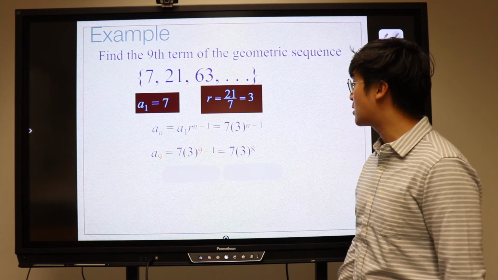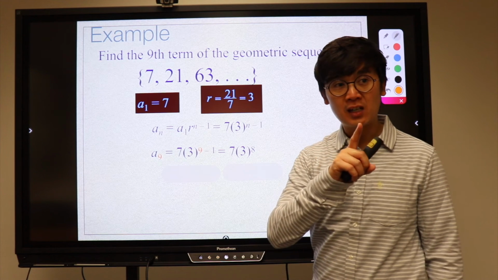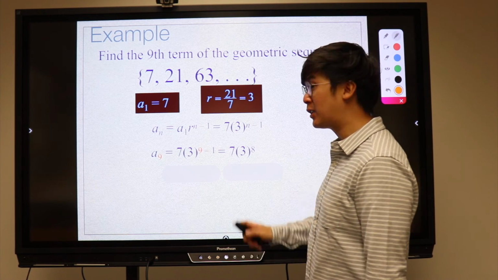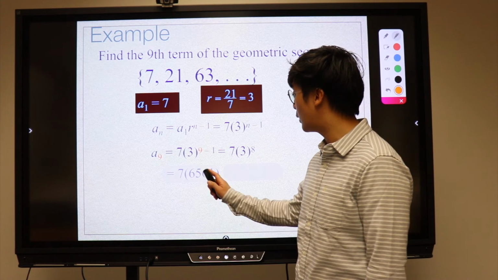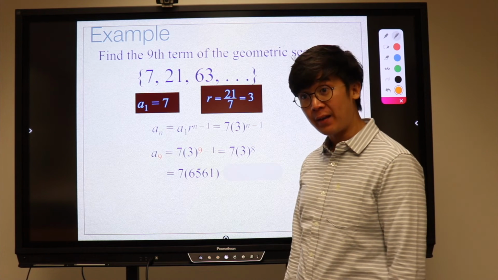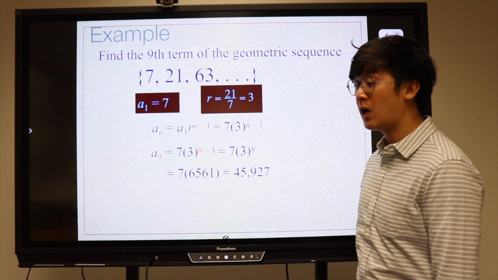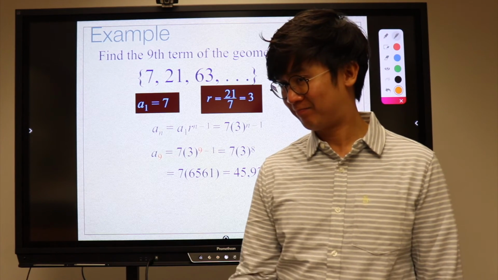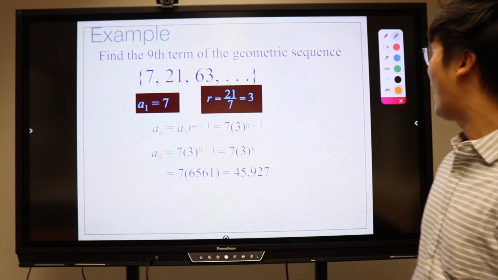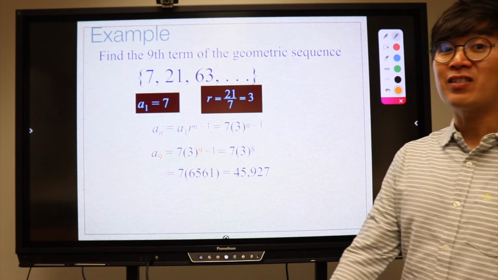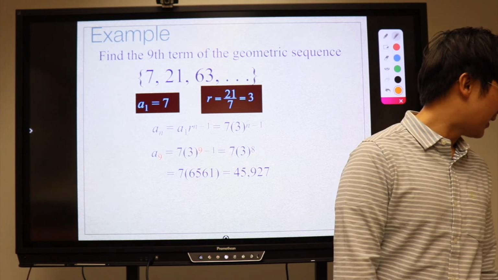So we have 7 times 3 to the 8th. And the challenge is to use your calculator to produce 3 to the 8th. And 3 to the 8th is equal to 6561. And you multiply it by 7. So it is 45,927. And that's finding the 9th term of the sequence.